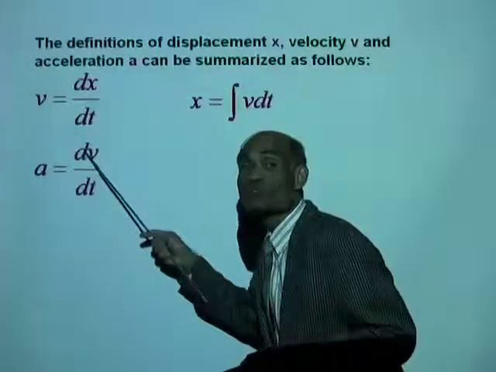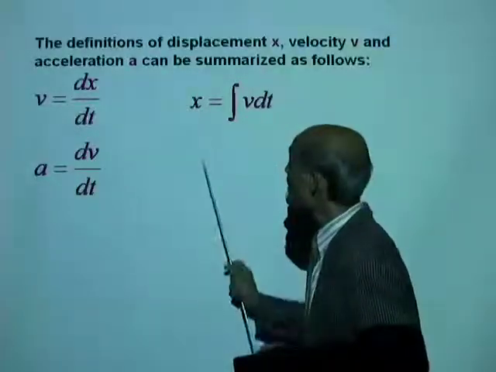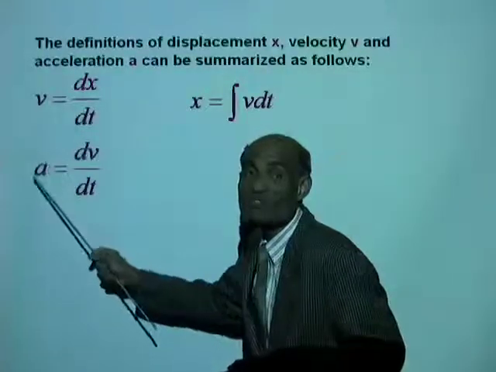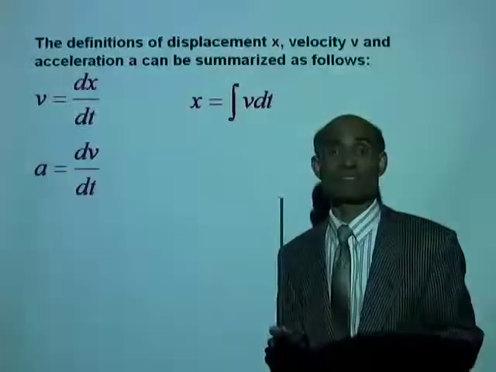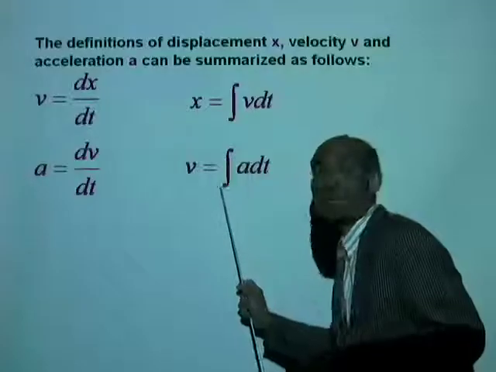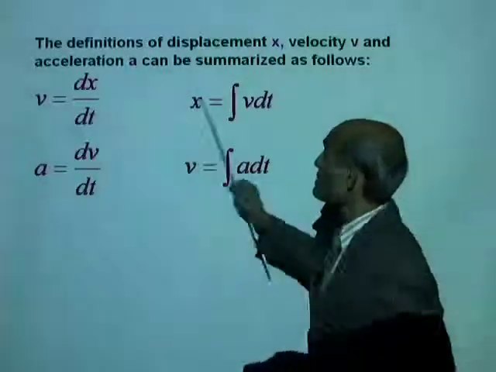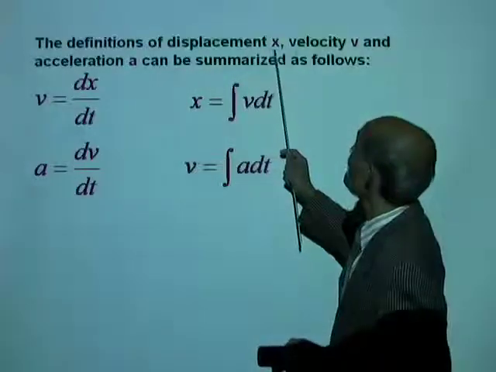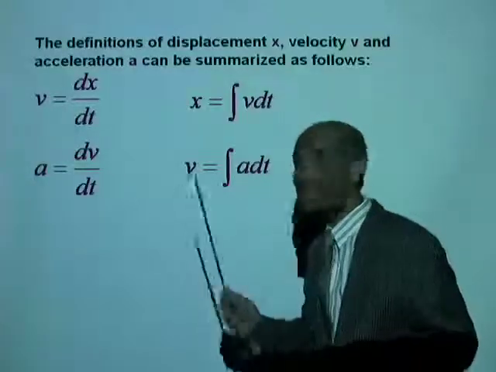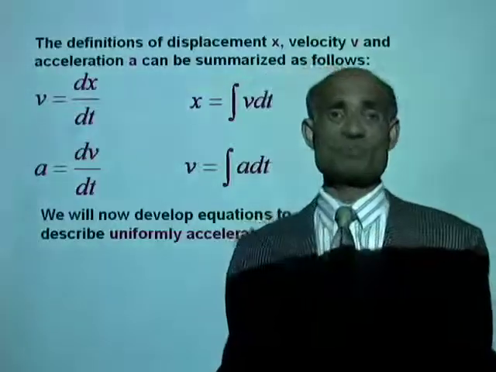Acceleration is the derivative of the velocity function. Alright, can you write a similar relation here? How can you obtain the velocity function if you know the acceleration function? Alright, velocity function is obtained by integrating the acceleration function. Well, this is the summary of displacement x, velocity v, and acceleration a. And you must be familiar with this. It will be easier to solve problems this way.